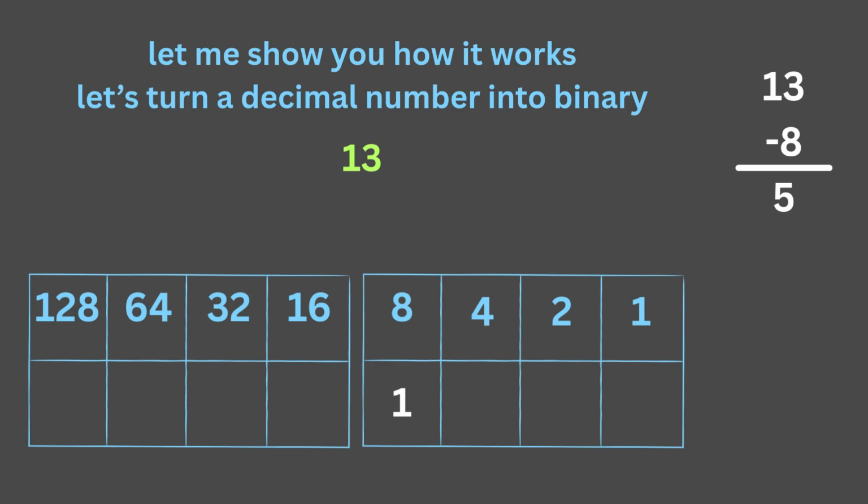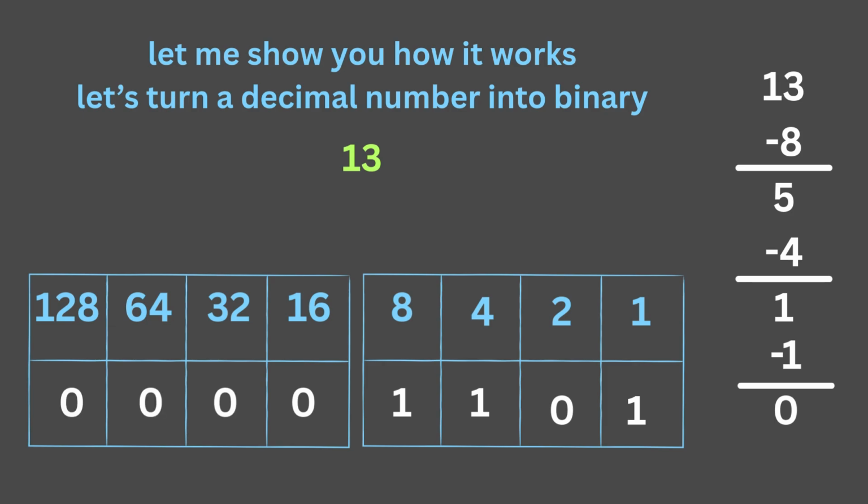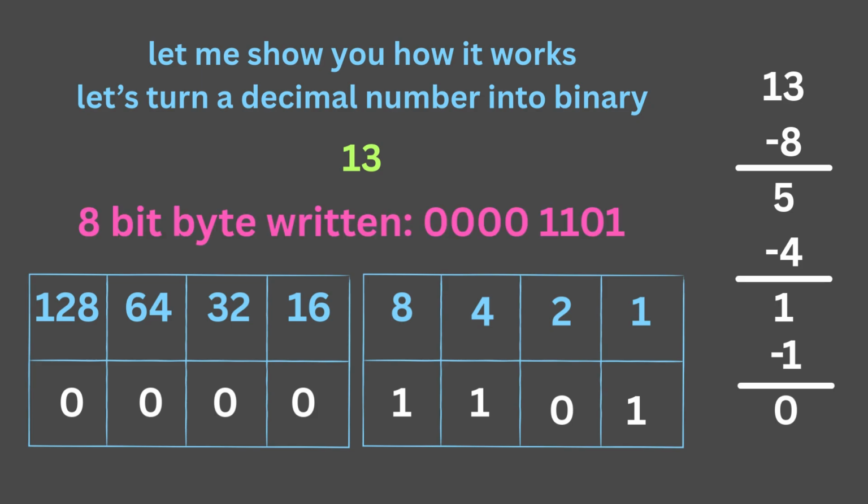Which number goes into 5 without going over? Okay, 4. So let's put a 1 in the box under the 4. Now subtract 4 from 5. We have 1 left. Now that's pretty straightforward, right? We're going to put a 1 in the 1 column. 1 minus 1 is 0. Perfect. Okay, fill all the empty columns with zeros. So our answer is 0, 0, 0, 0, 1, 1, 0, 1. So that's how you do 13 in binary.